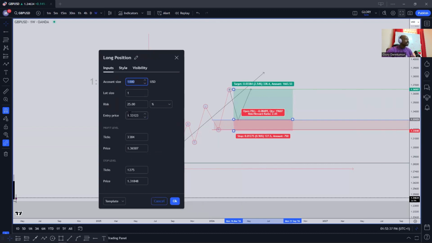Okay. You can see how the entry price here is identical. You can see how on the profit level, the price here is identical to the price here. We have 1.36507. And for the stop level, the price there is 1.31848. Okay, you can see that's the exact same price we have here. Remember, on our MT4, we had an advanced view of the chart, and we had a simple view on the chart. And remember, I told you it's going to be very important when we get to TradingView for this particular reason.